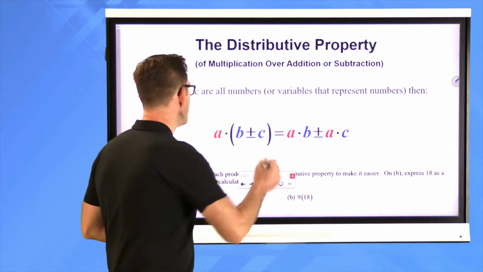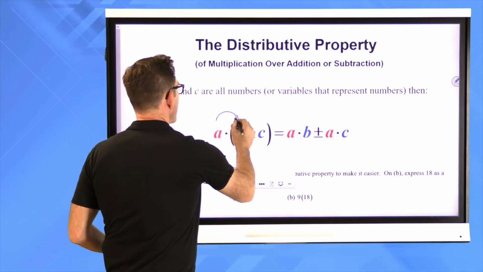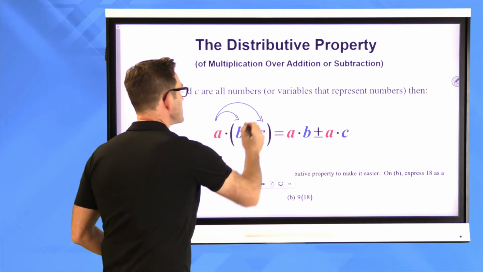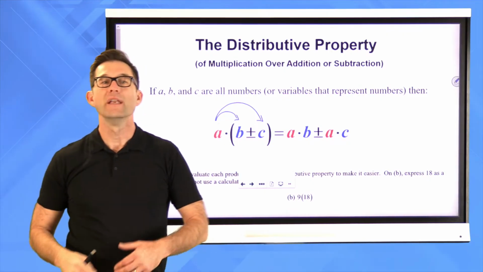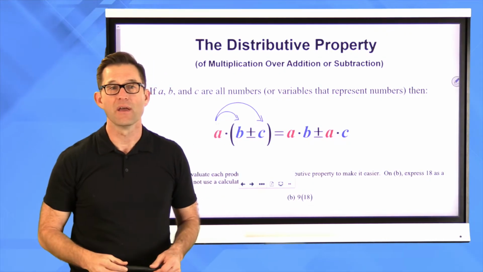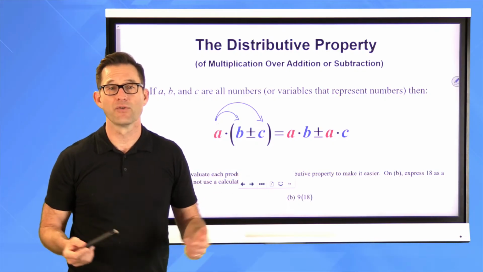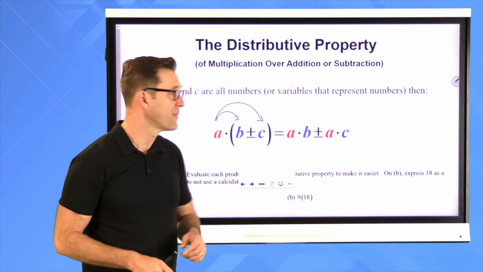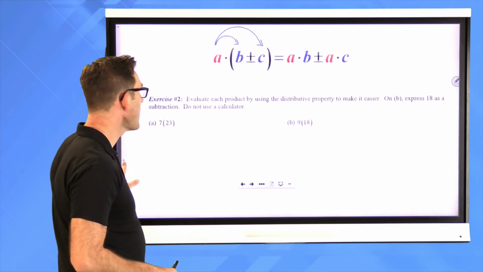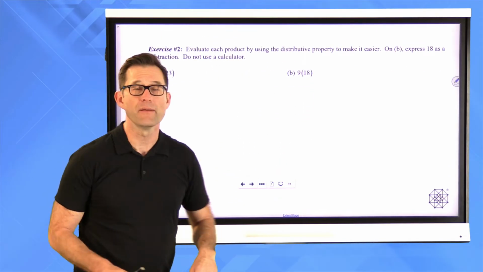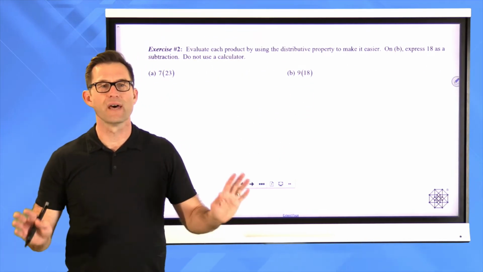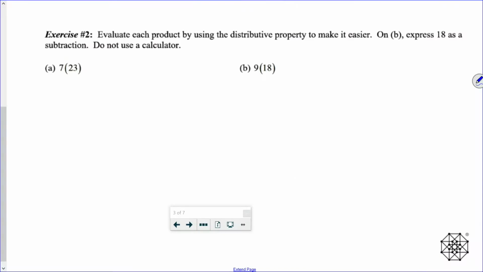Teachers will often show this with little drawing arrows. They'll show this distribution. We're distributing the multiplication. Each part of the addition or the subtraction gets the multiplication. Let's take a look at how we can use the distributive property in purely numerical settings. Exercise number 2.